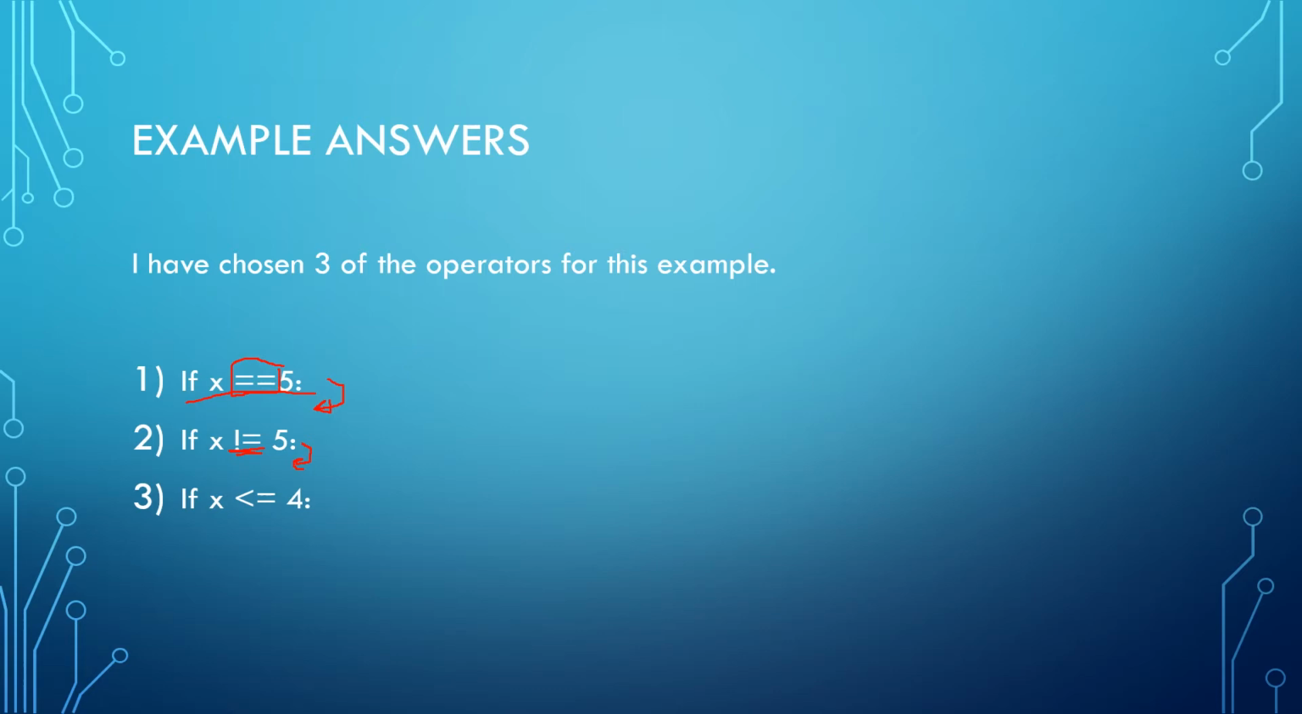If x is less than or equivalent to 4, the code underneath this would run. So if I had, say, I am 4 years old now, or whatever, the code would output whatever is underneath that code.